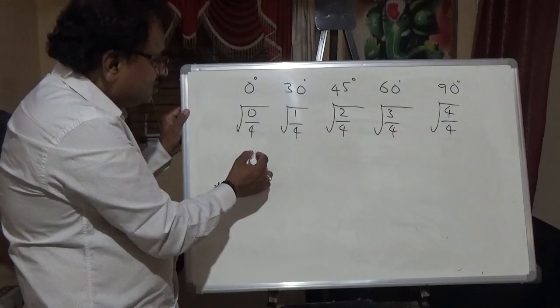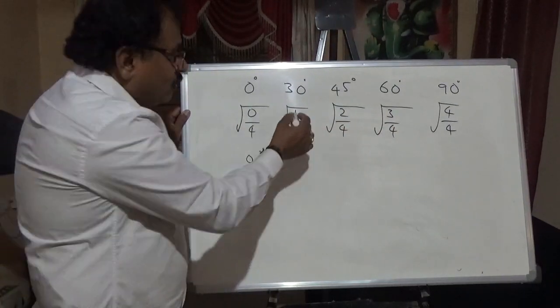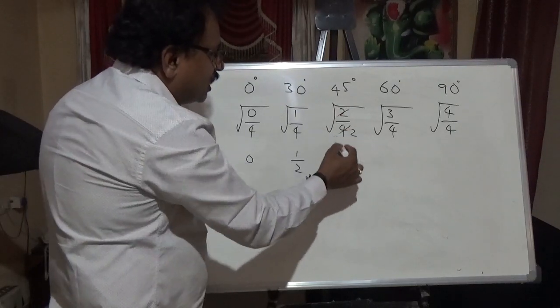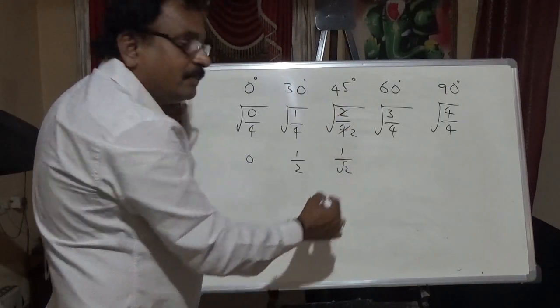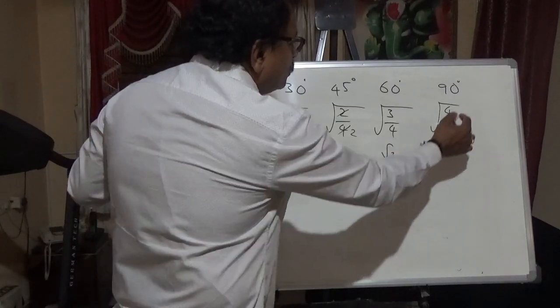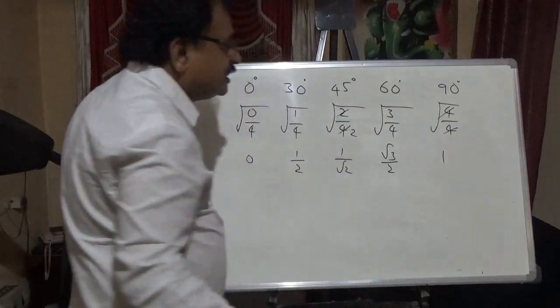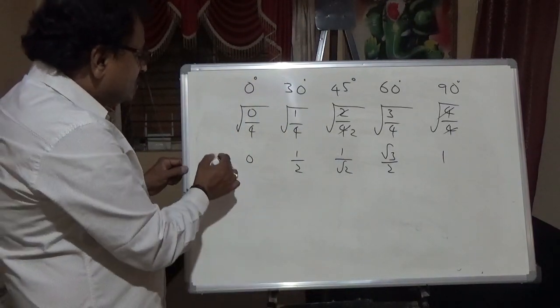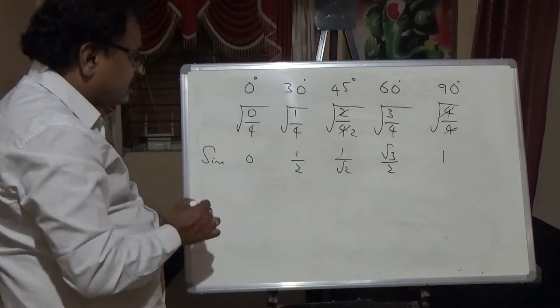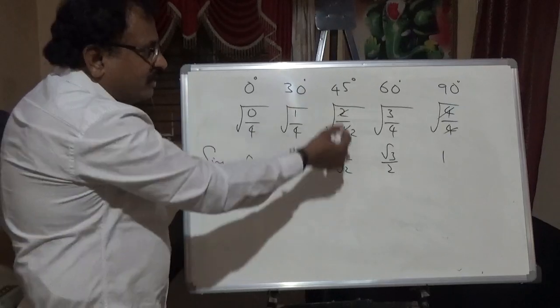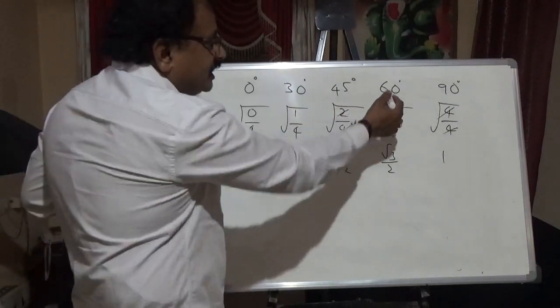0 by 4 is 0. 1 by 4, square root is 1 by 2. 2 by 4 is 1 by 2, square root is 1 by root 2. 3 by 4, square root is root 3 by 2. 4 by 4 is 1. These are the values of sine. Sine 0 is 0. Sine 30 is 1 by 2. Sine 45 is 1 by root 2. Sine 60 is root 3 by 2.